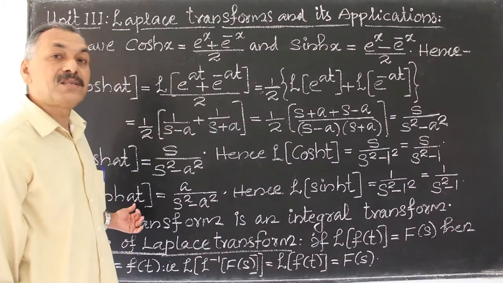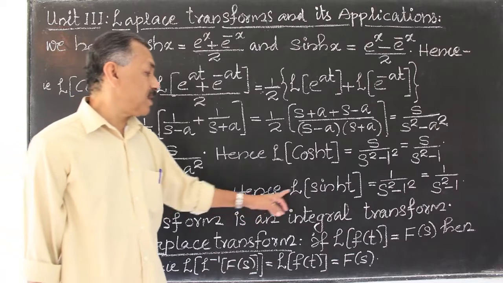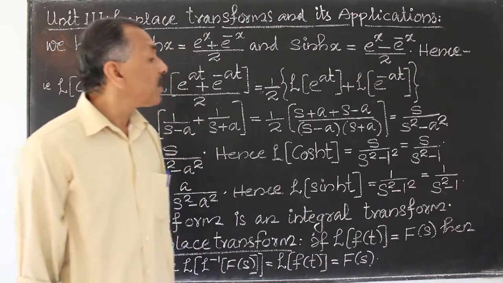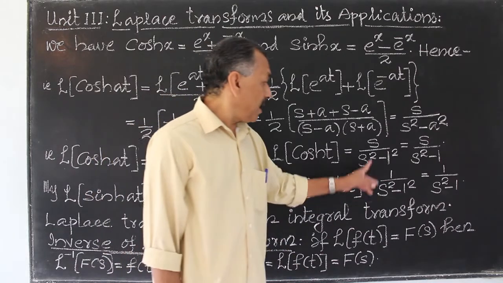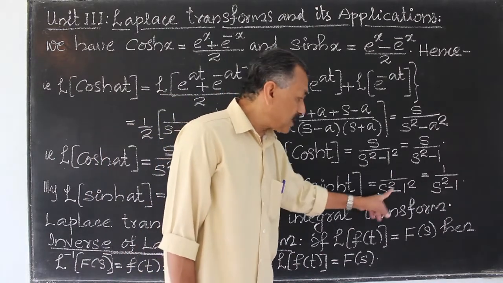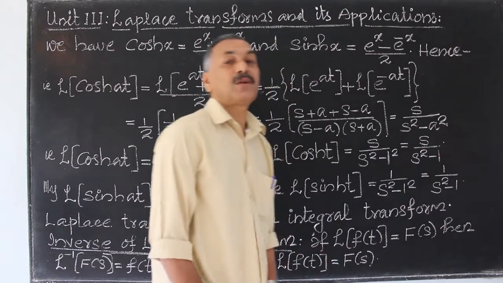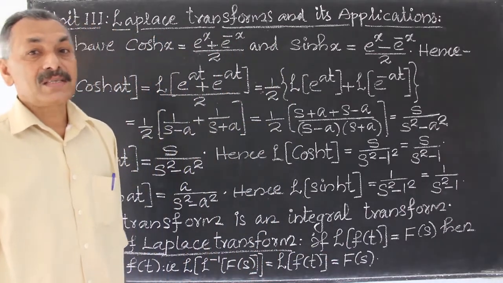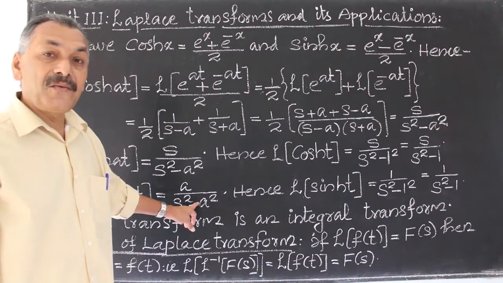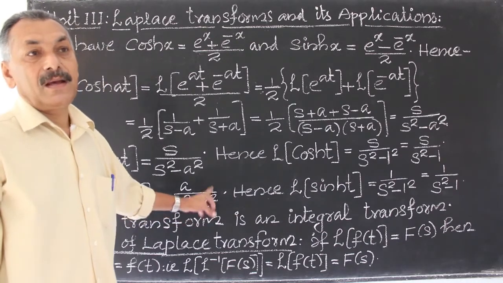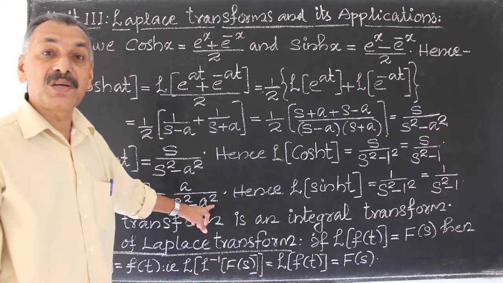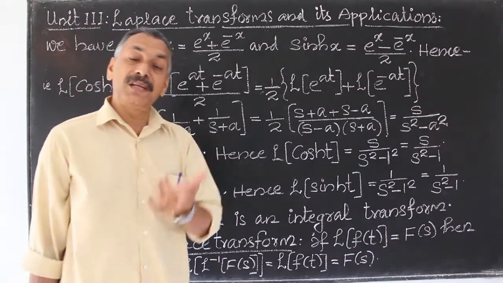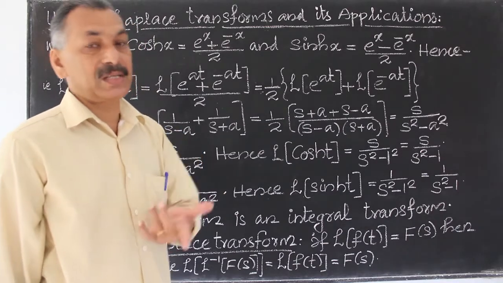In this result, let a is equal to 1. If a is equal to 1, then the Laplace transform of sinh t is equal to 1 divided by s square minus 1 square. That is 1 divided by s square minus 1. Then what is the Laplace transform of sin at? The Laplace transform of sin at is equal to a divided by s square plus a square. The Laplace transform of sinh at is equal to a divided by s square minus a square. The Laplace transform of cos at is equal to s divided by s square plus a square.